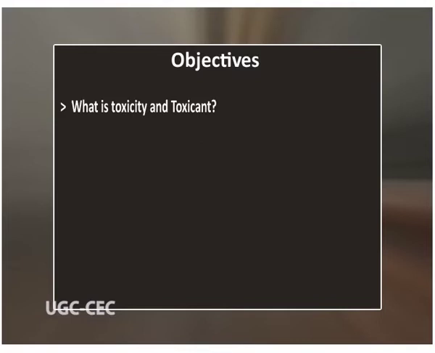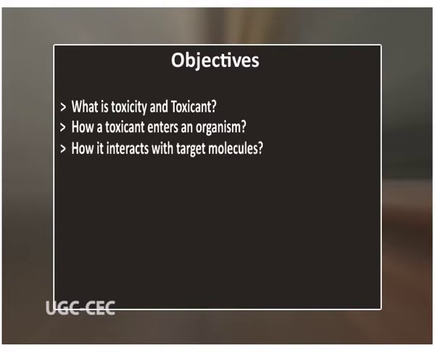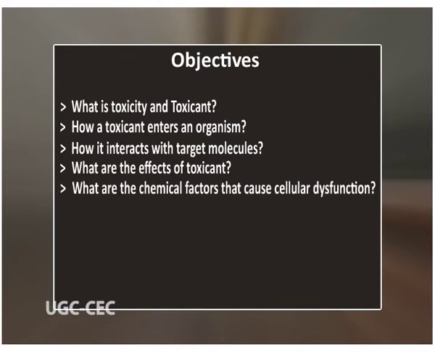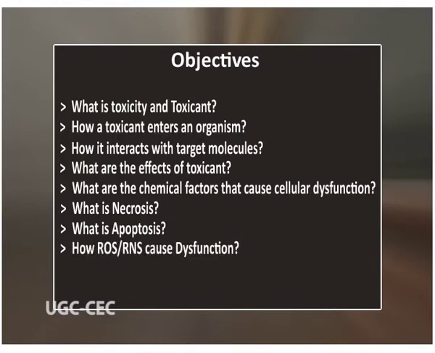The main objectives of today's program will be, number one, to understand what is toxicity and toxicant; number two, how a toxicant enters an organism; number three, how it interacts with target molecules; number four, what are the effects of toxicant; number five, what are the chemical factors that cause cellular dysfunction; and number six, what is necrosis, and then what is apoptosis, and then we will know how ROS, RNS cause dysfunction, and in the last, mechanism of repair or disrepair of a cell. So let us begin with the introduction.